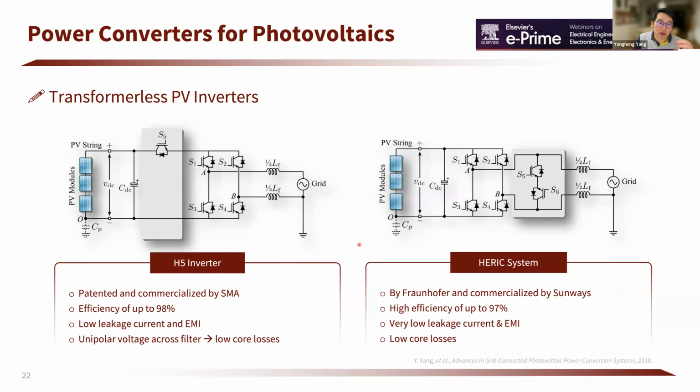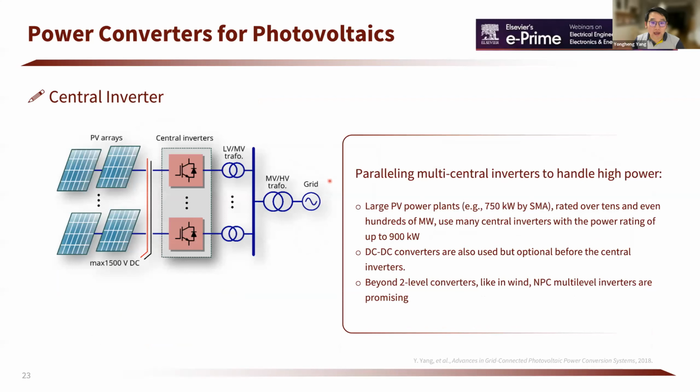Actually, compared to the previous H-bridge inverters, those solutions add additional power devices like S5 in the H5 inverter and S5 and S6 in the Heric inverters. They achieve the isolation electronically, meaning that they control those switches to achieve the isolation between the DC and the grid side.